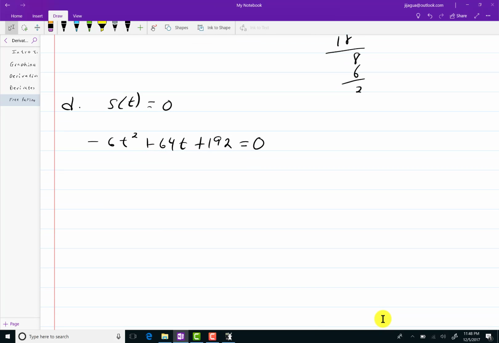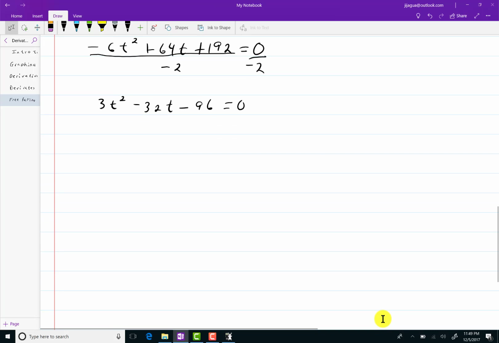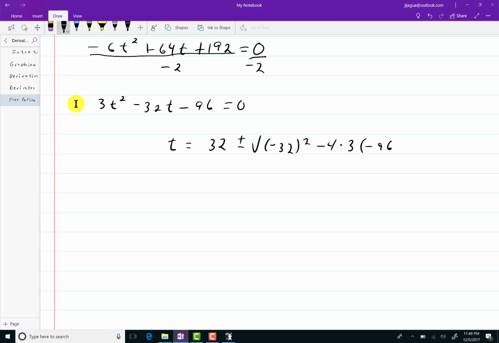What I'll do, I think, well, 3 doesn't go into everything. The only number that goes into everything here is 2. So actually, I'm going to divide by negative 2. And I'll end up with 3t squared minus 32t minus 96 equals 0. Use the quadratic formula. T equals negative b, so this part here is the b. Negative of that is 32 plus and minus the square root of negative 32 squared minus 4. The a is equal to 3 and the c is equal to negative 96.